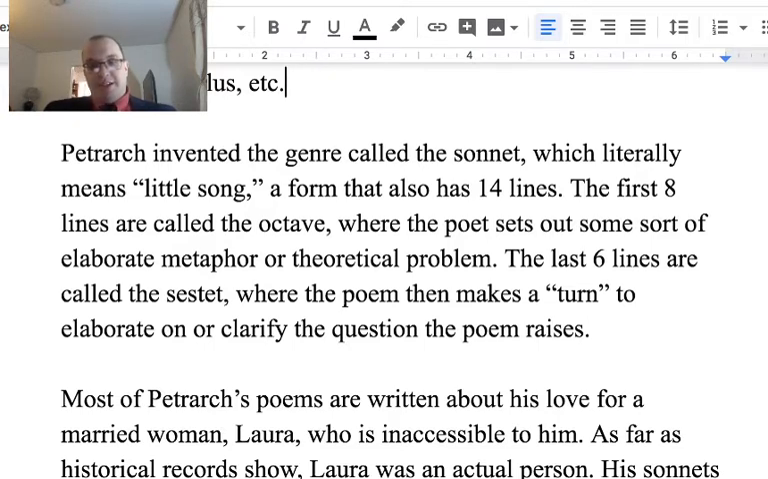Laura was often discussed in this way too, but she wasn't just divine, she was also an earthy woman, right? And so oftentimes the metaphor that these poems start with is this idea of inaccessible love. Petrarch loves this woman, he can't ever have her, so what's to be done about his feelings for her? So that's oftentimes the basic theoretical construct, the thematic construct, I should say.